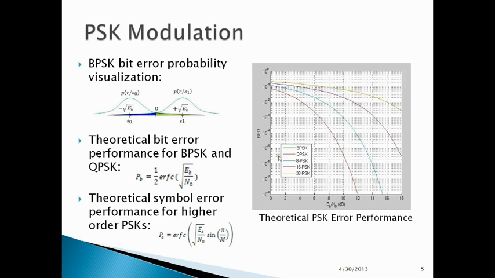The problem with the higher modulation orders in PSK is there's no real easy closed form way to express the error probability, so you actually have to look at the symbol error probability, and then depending on how you encode the bits onto those symbols, that will affect your error probability as well.